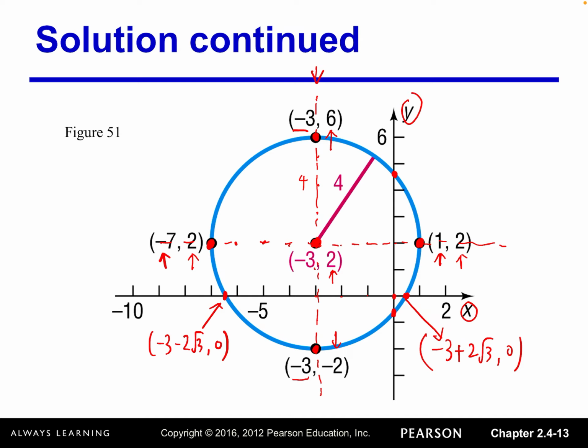And then the y-intercept, this one is 0, comma, 2 plus square root of 7, right? And the y-intercept here, the coordinates should be 0, comma, 2 minus square root of 7. So now we complete the graph of the circle, and then we use a smooth curve to connect all those key points we identified. Okay, and that's how we get this circle.